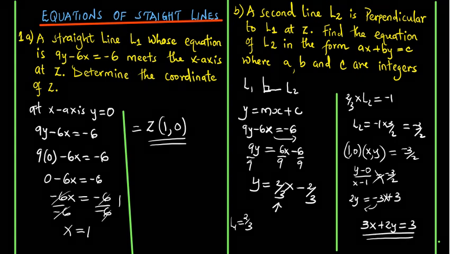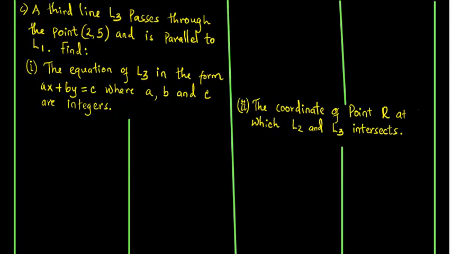We go to the next part of the question. The line L3 passes through the point 2 and 5 and is parallel to line 1. Find the equation of line 3 in the form ax plus by equals c, where a, b, and c are integers.